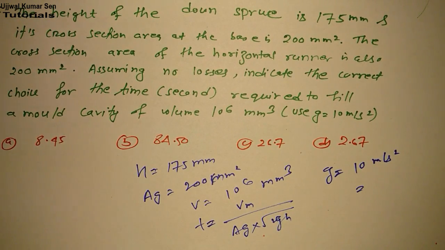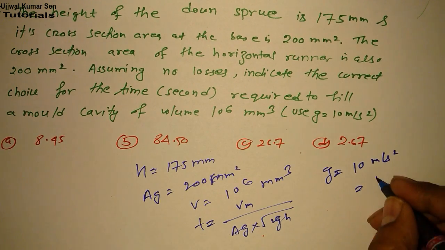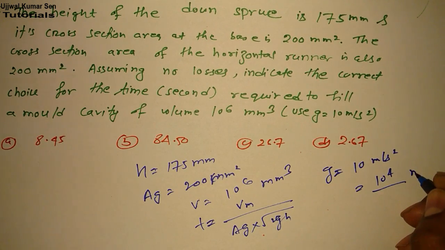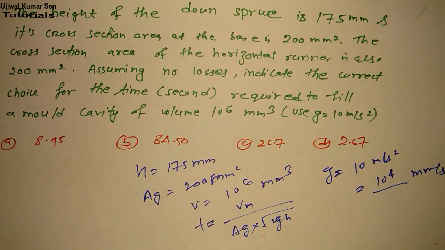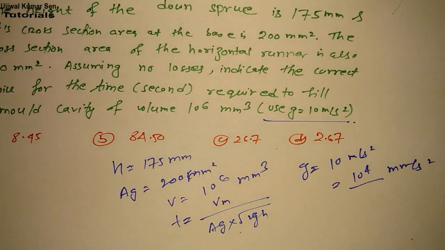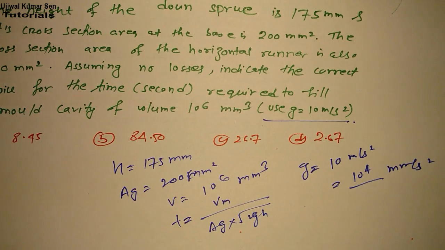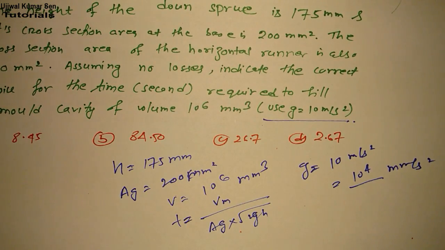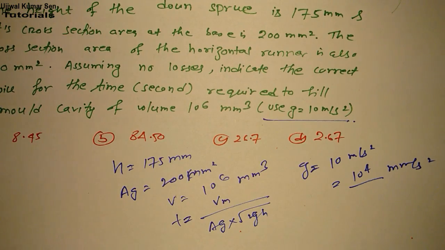So you have to convert it into mm. Then 10 to the power 4 millimeter per second square. Don't forget to convert this unit, because they already have given this unit. That means they want you to be confused in this, and you will make a wrong answer. So you have to be careful.